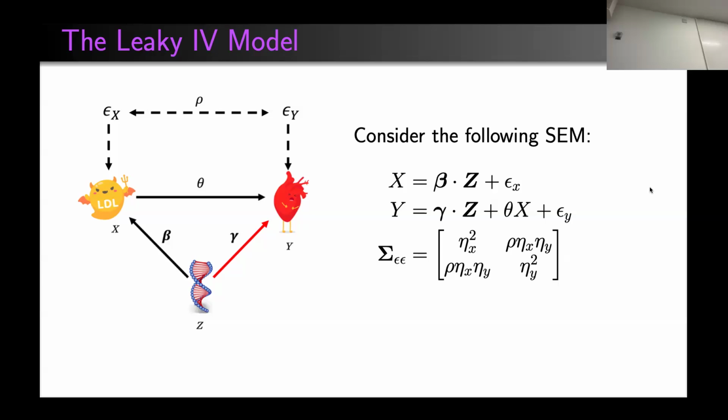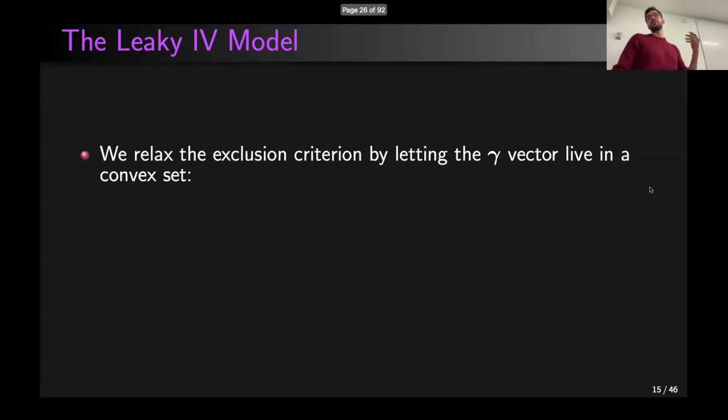This is a strict generalization of the classic IV model in the sense that you recover the classic model if gamma is a vector of zeros. Because then Z just drops out of that structural equation and you're back in linear IV land. But we're going to consider cases where gamma is not a vector of zeros. Specifically, we're going to let it live in a convex set.